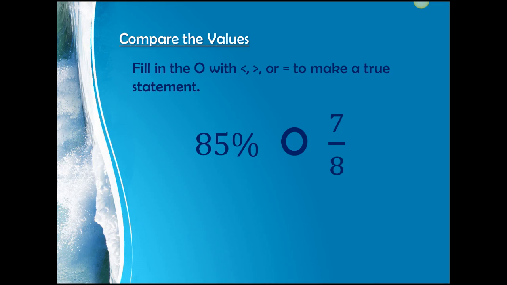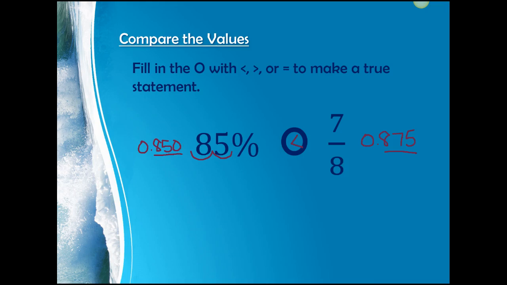I would probably turn these both into decimals. To turn a percent into a decimal, we move the decimal 2 places to the left. This gives us 0.85. To turn 7/8 into a decimal, I divide 7 divided by 8, and that gives us the answer of 0.875. If I want to compare the two, I can add on a 0 to make them equal length, and I can easily see that 850 thousandths is smaller than 875 thousandths. Therefore, 85% is less than 7/8.